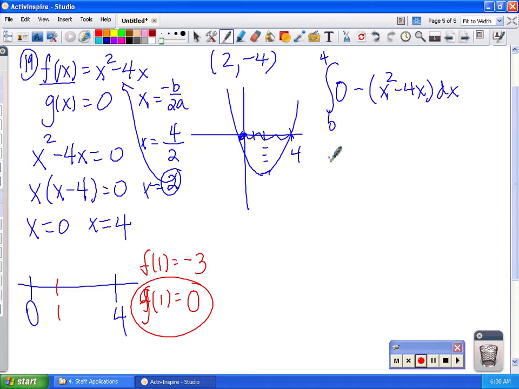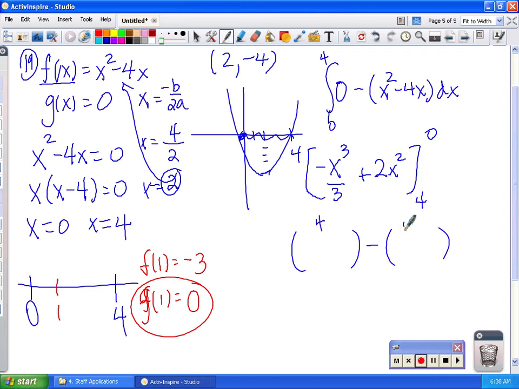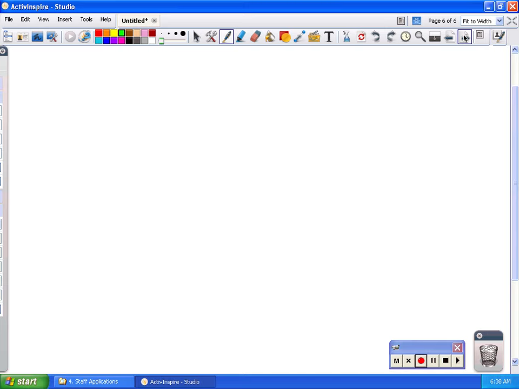Find the antiderivative. We get negative x cubed over 3 plus 4x squared over 2, which is 2x squared. Evaluated from 4 to 0, I would substitute in the 4, and then I would substitute in the 0, which in this case will be 0. Do my calculations, and I would have the area that is enclosed right in here. Okay, number 21.